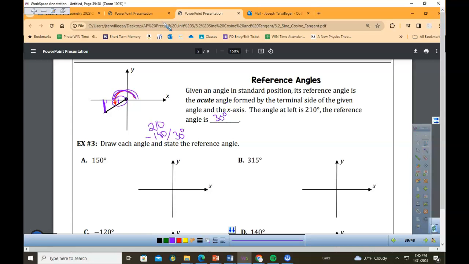Let's see another one. Let's do 150. So 150 degrees. I start at my initial side, go 150, and draw the terminal side. Alright, so I need to go with the x-axis. So I'm going to draw my triangle in, and I'm looking for this angle. Right here is going to be my reference angle. Now what does this whole thing equal? The whole x-axis is 180, right? So if I do 180 minus 150, I get 30. So my reference angle is 30 degrees.